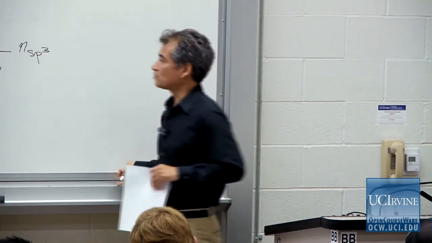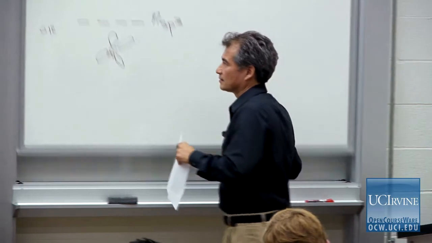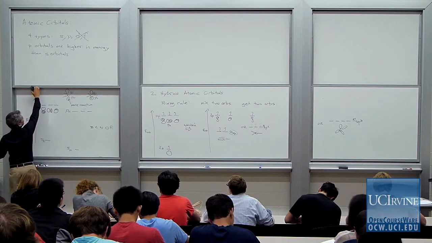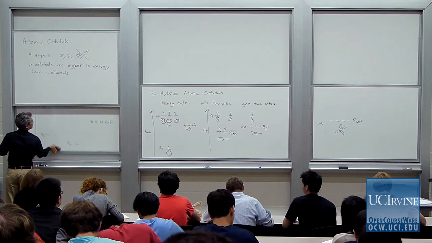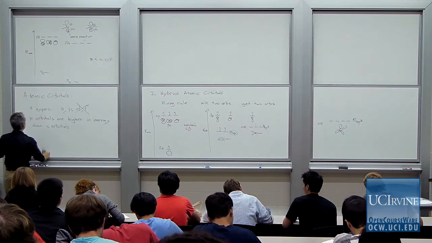So last important point. Let me keep this on board so it's at the same level. It has to do with the strict correlation between hybridization and geometry.